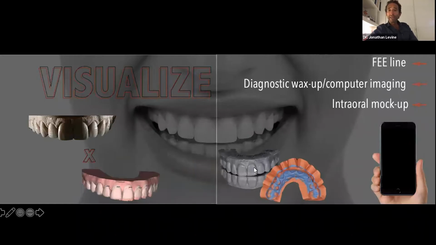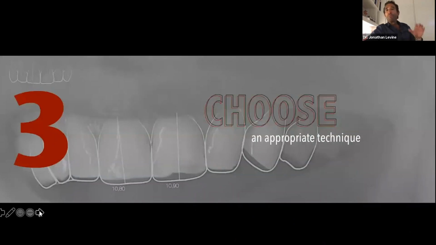We're creating an index. And this index then allows us to mock that up in the mouth. So I'm going to show you what that looks like. Once we can visualize with the patient, we take video and we show the patient, get them excited. Now we choose the appropriate technique to get there.